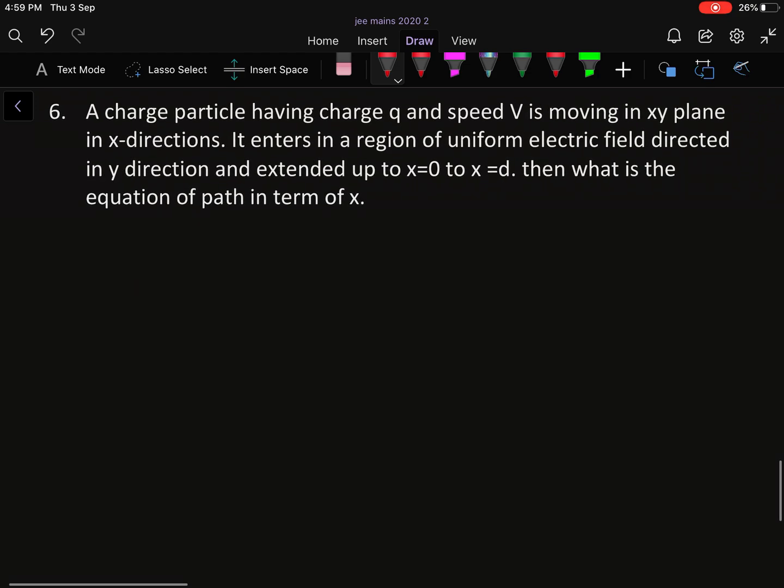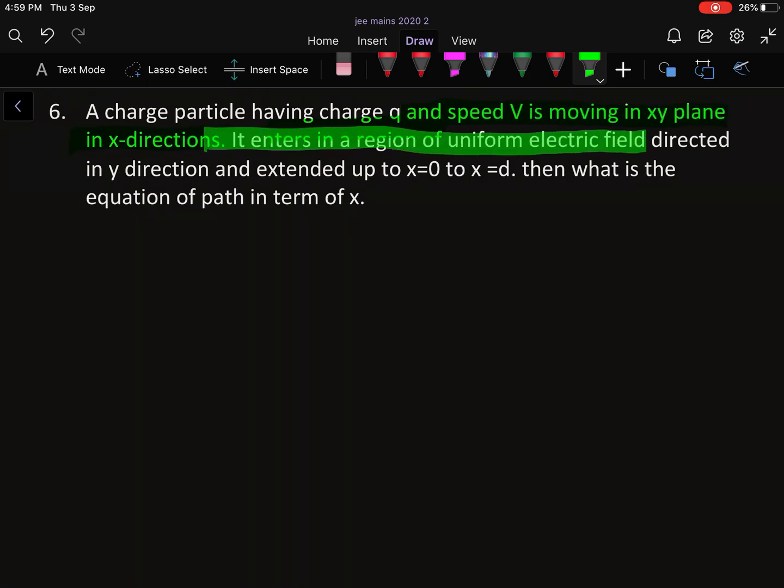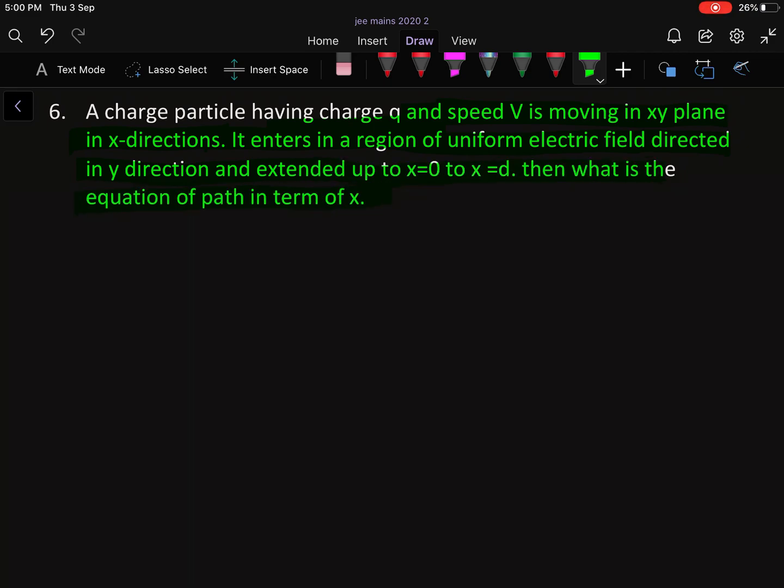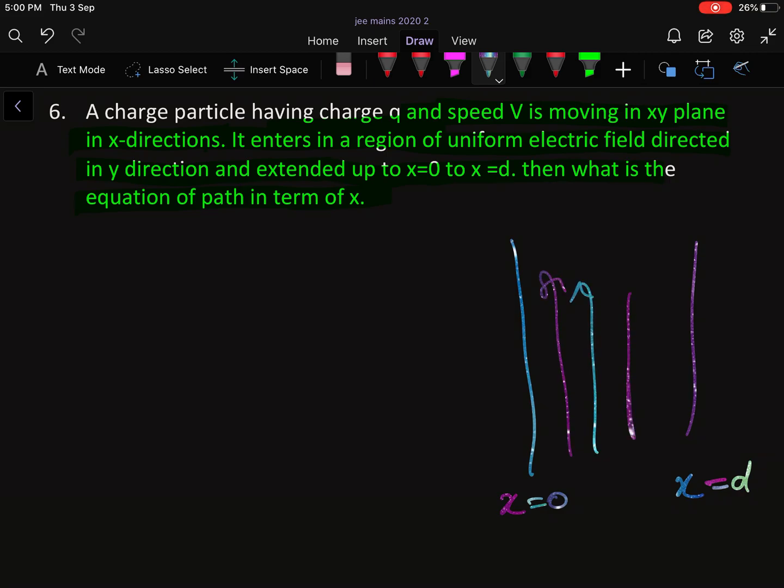The next question is a similar one. A charged particle having charge q and speed v is moving in the xy plane in the x direction. It enters a region of uniform electric field directed in the y direction and extended up to x equals d. Then what is the equation of the path in terms of x? So let it be from x equals 0 to x equals d. Here is a field in the y direction, with value E. And a charge q with speed v in the direction of x enters.